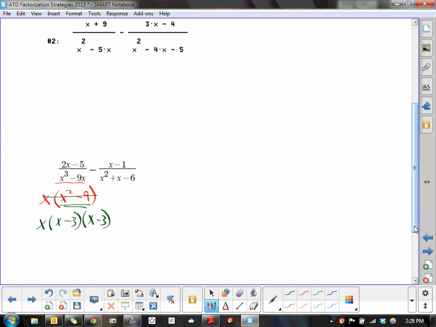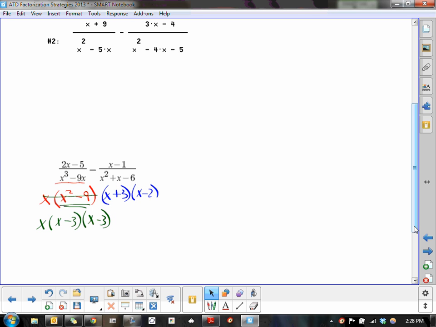So this is our denominator factored on the left. We're going to take the right denominator and factor it. That would be x plus 3 and x minus 2. Okay, so that's that one. Just going to move it down here to that level.